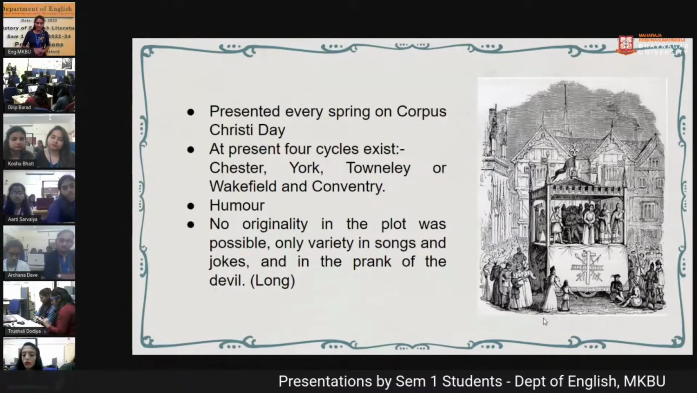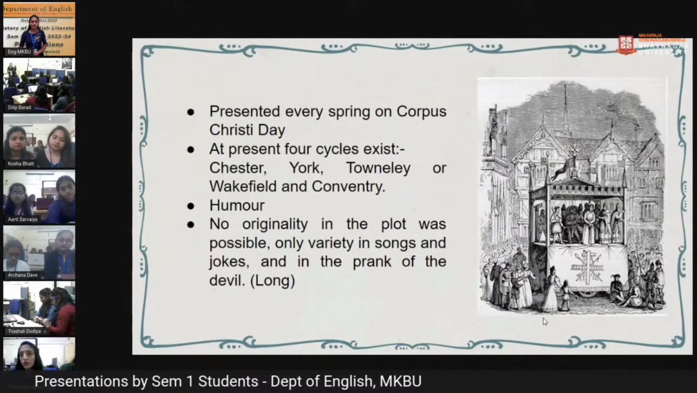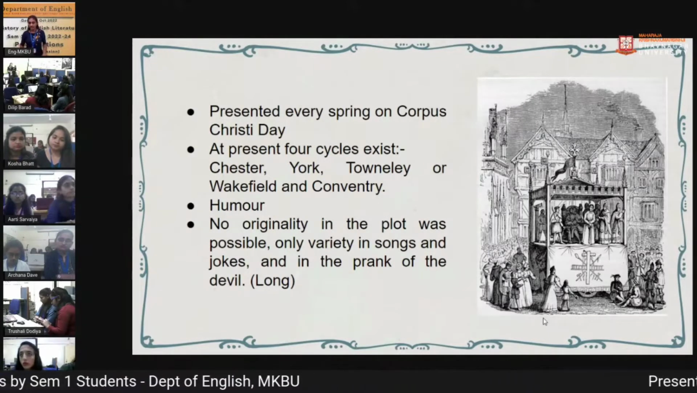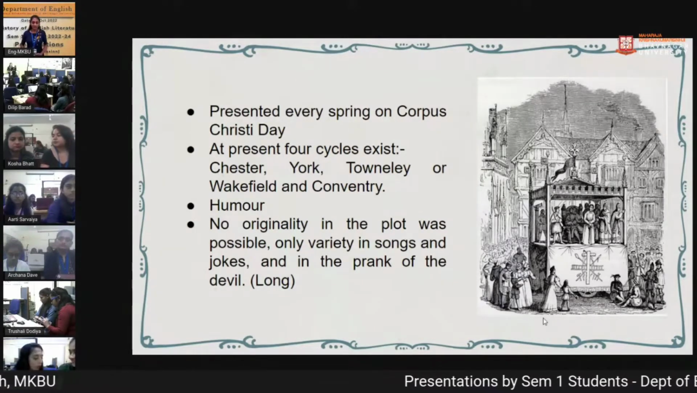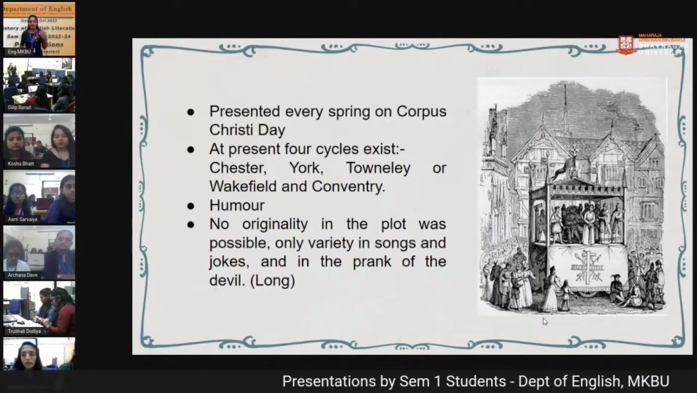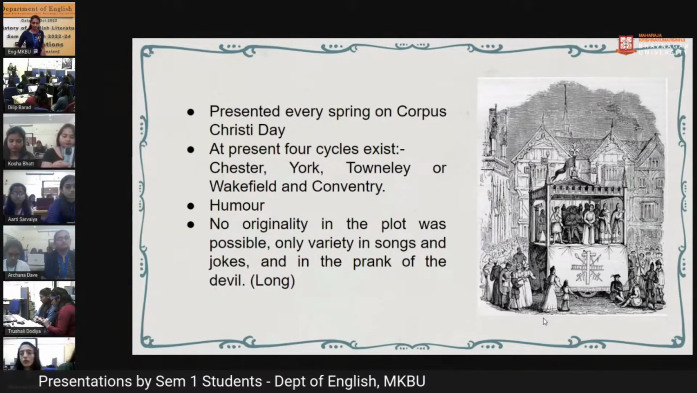In these mystery plays, no originality in plot was possible, because they were not presenting what is going on in the lives of people of England. So the only variety was in songs, jokes, and the pranks of the devil.